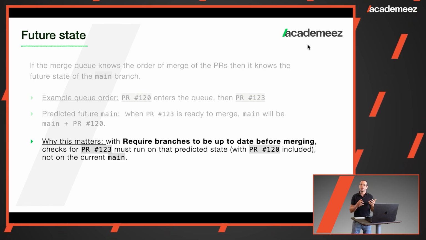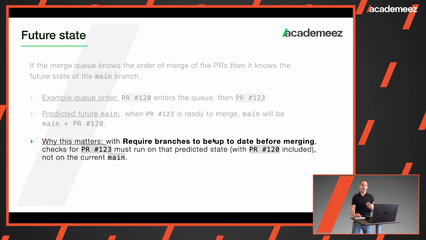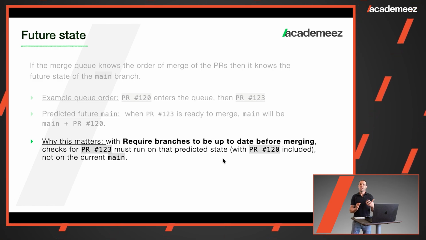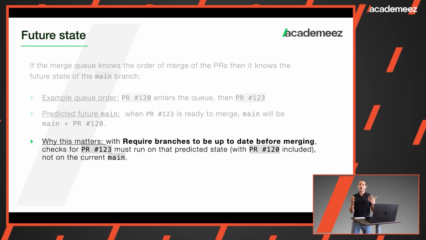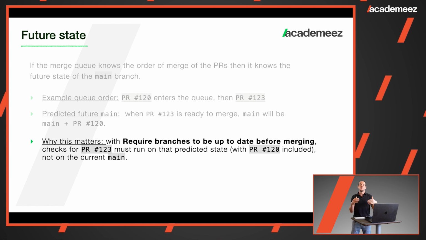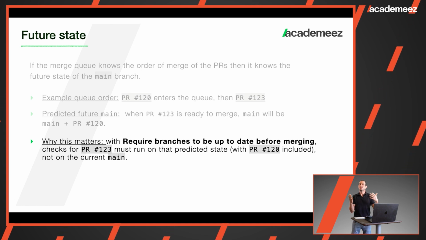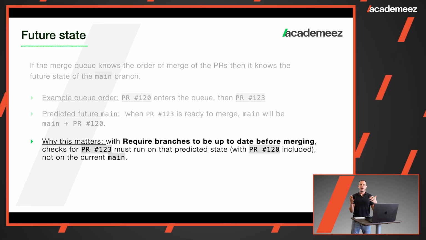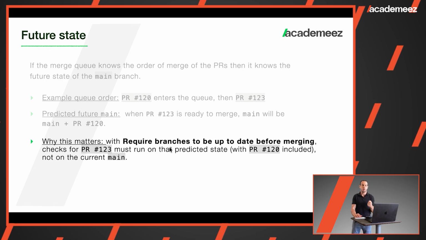Given I know the future state, I can arrange a branch that will reflect the required branches to be up to date before merging, even for PRs that are not yet merged. So I can set a branch that is with the latest main and every PR ahead of me to simulate how the main branch is going to be, so I can run the checks in something that upholds the standard of required branches to be up to date before merging.